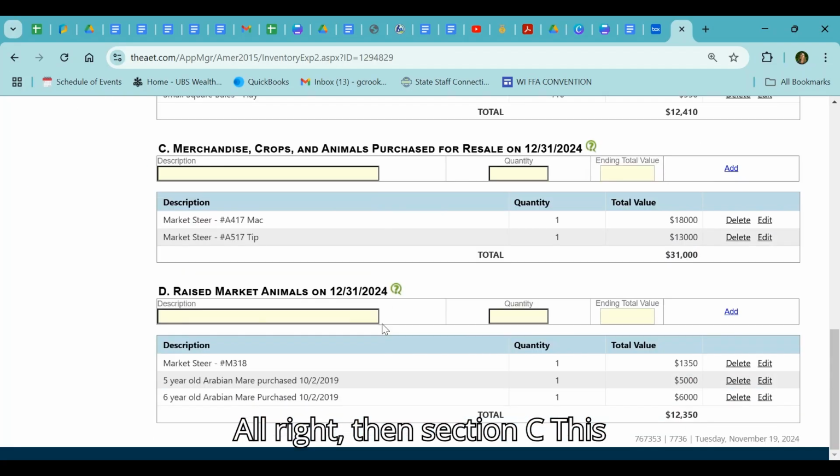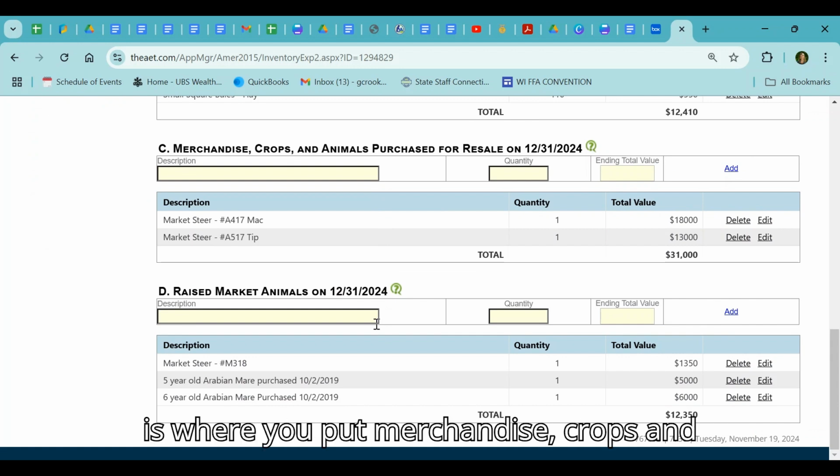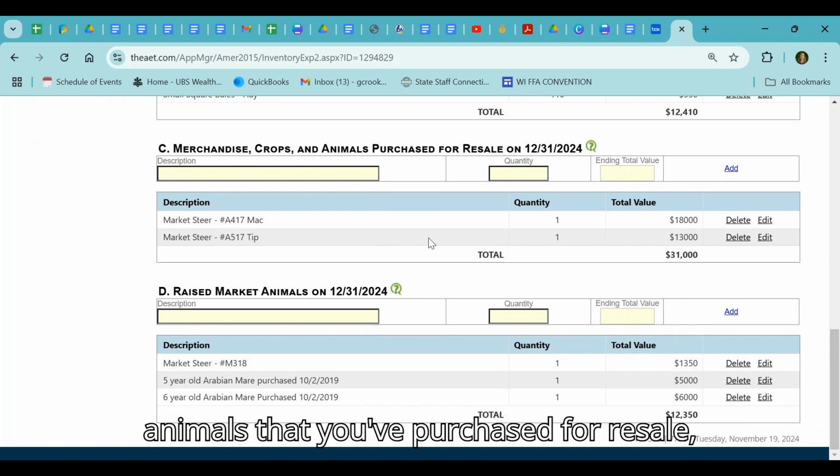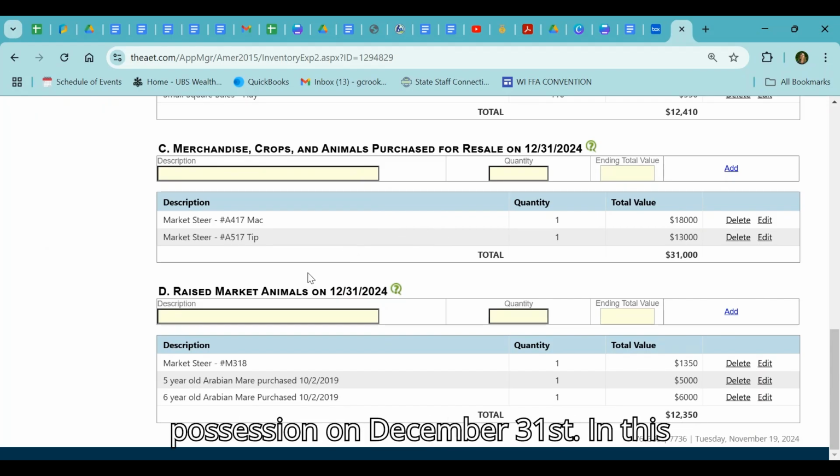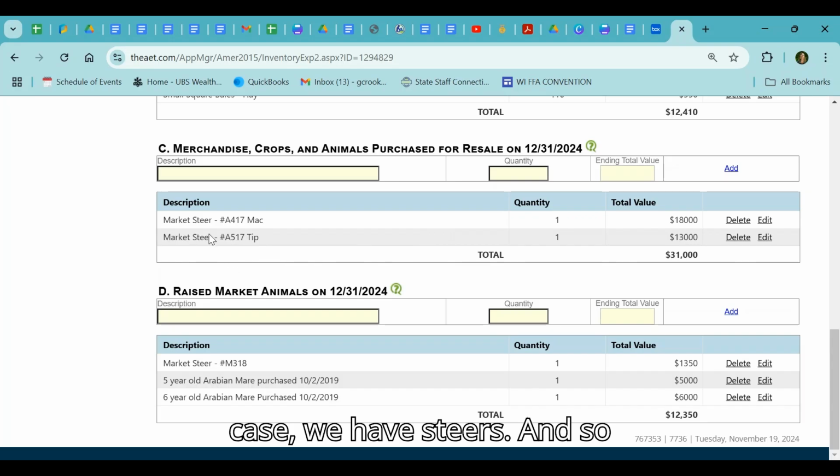All right, then section C, this is where you put merchandise, crops, and animals that you've purchased for resale, the ones you still have in your possession on December 31st. In this case, we have steers.